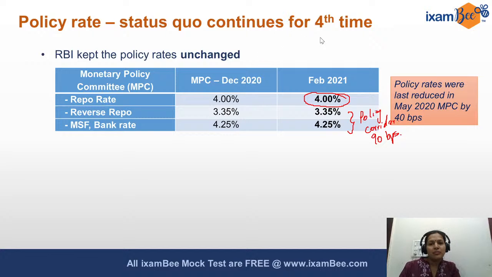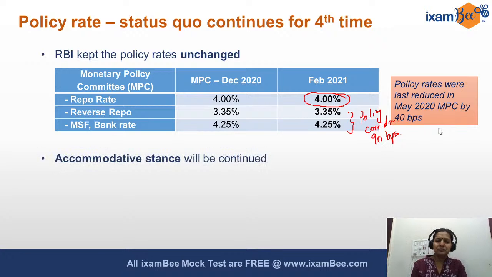The last time the repo rate was changed was in the May 2020 MPC, at which time the repo rate and all the other policy rates were cut by 40 basis points. Just a trivia that you can remember. This was during the COVID times, when a sharp cut was made in the policy rates, and since then we have been maintaining the repo rate at 4%.